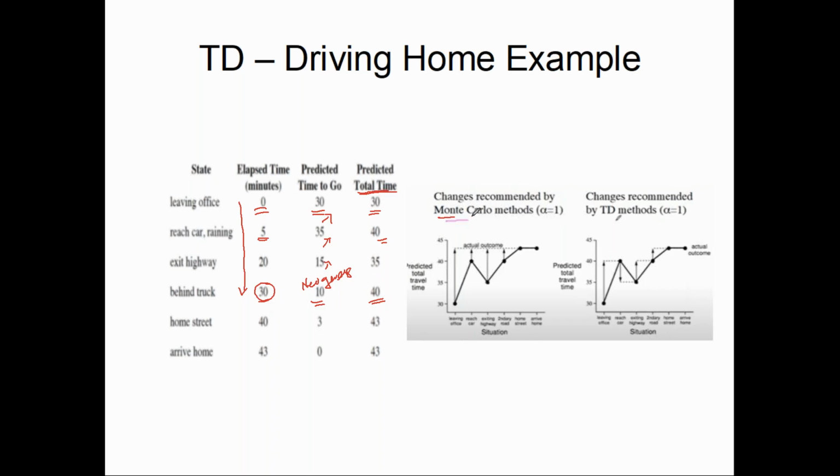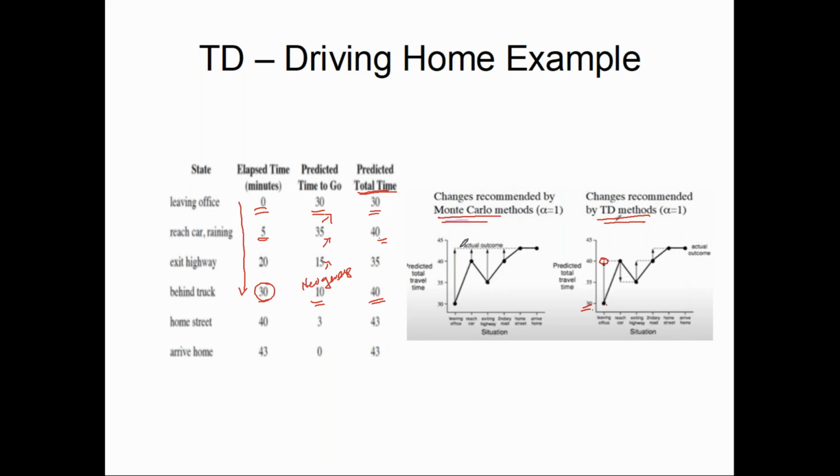Now let's look at Monte Carlo versus temporal difference. Temporal difference, what is that? Just now, as I told you, one step. He is at the start, he said 30 minutes. But at the next step, it is 40 minutes, if you observe. That means 10 minutes is the correction he has to make. He just has seen the next step and made a correction.